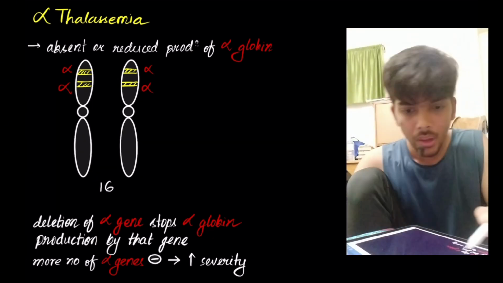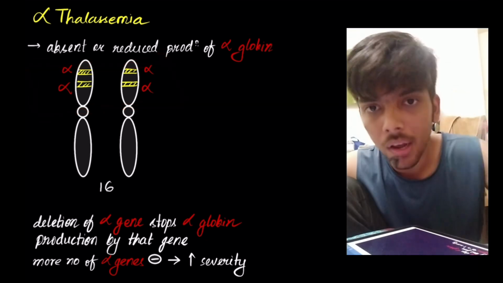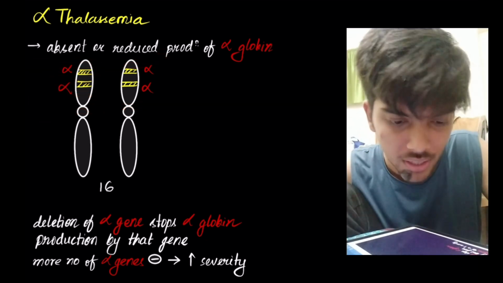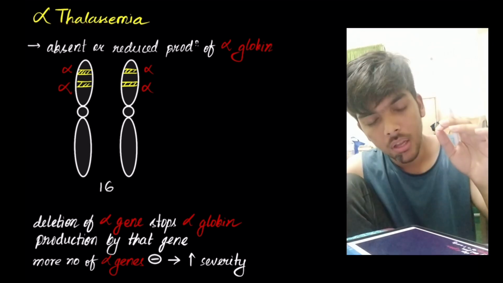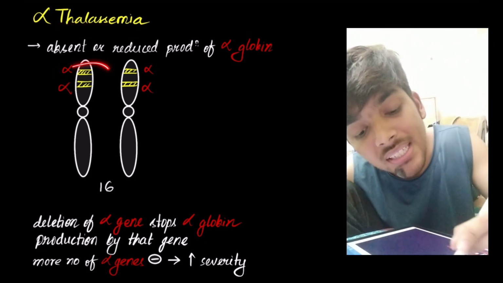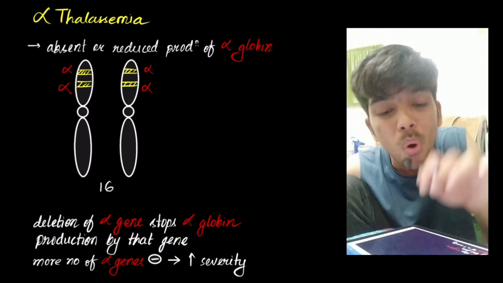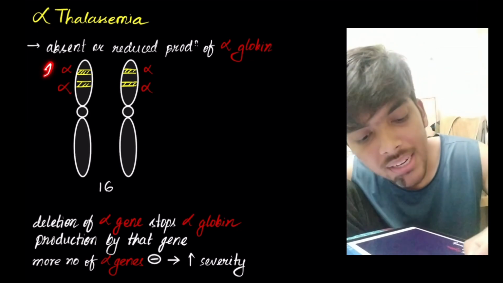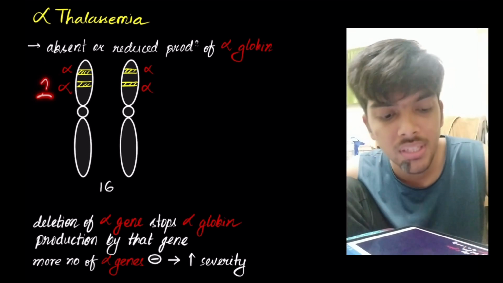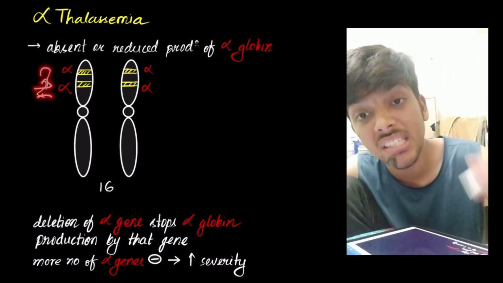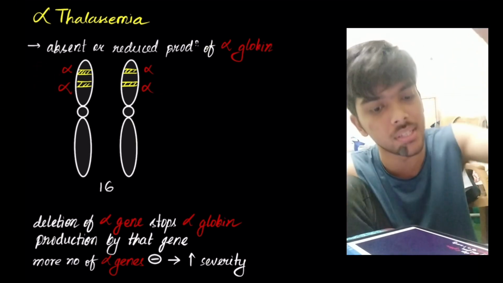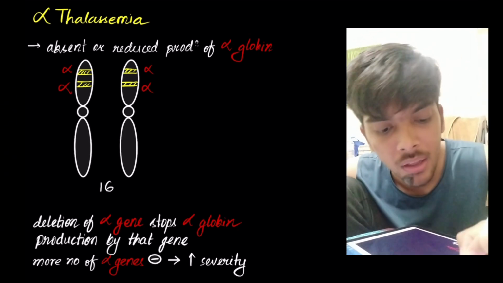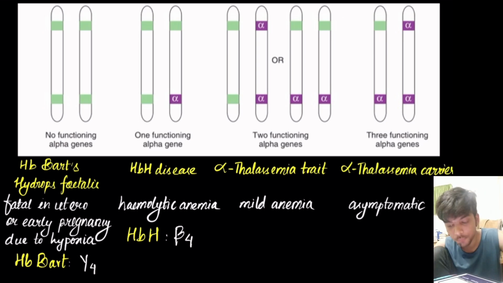Now, there are altogether 4 alpha genes. Each of them can get deleted due to mutation in alpha thalassemia. The more the number of alpha genes that are deleted, the more severe alpha thalassemia condition is. So if 1 is deleted, it is not that severe. 2 is deleted, okay, slightly severe. 3 is deleted, severe. 4 is deleted, massively severe. Depending on that, we have 4 types of alpha thalassemia. Let's look at the 4 types.